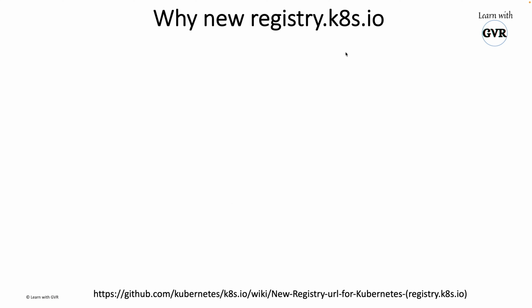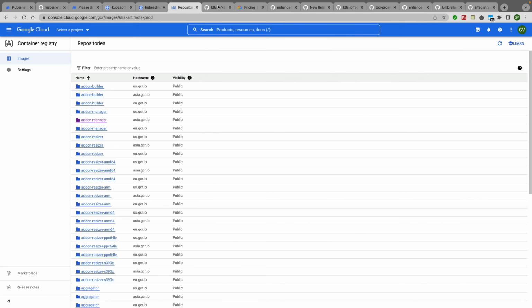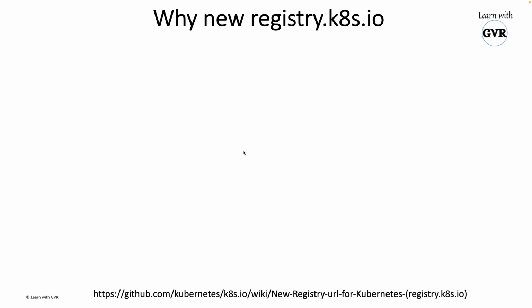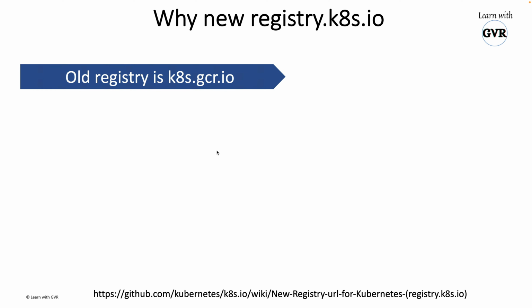So this registry.k8s.io they changed. Why? Please note, this information is purely based on what is available on GitHub, which is provided in the Kubernetes official documentation. As per their information, the old registry k8s.gcr.io is located in Google Cloud Platform, which is GCP.